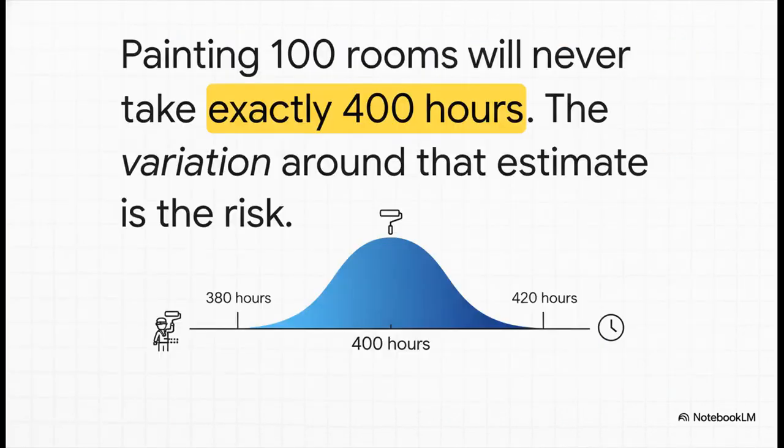And just to make that variability risk concept super clear, think about painting. Let's say you estimate it will take 400 hours to paint 100 rooms. Is it going to take exactly 400 hours? Of course not. It might take 390, it might take 415. That spread, that range of possible outcomes, that is the variability risk. You manage it by planning for a range, not a single number.